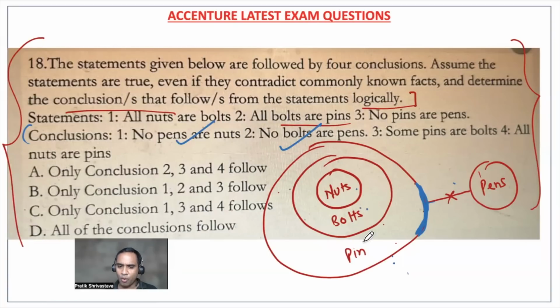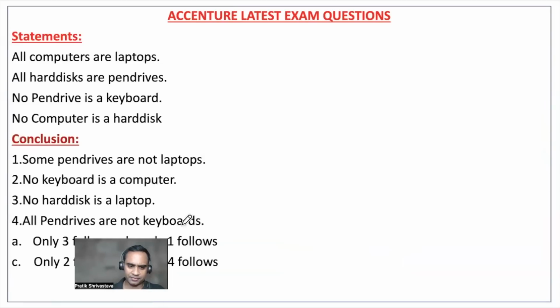So when you are telling all bolts are pins, then you can easily say some pins are bolts, some bolts are pins. All nuts are pins. So all the nuts are inside the pins, right? That is also correct. So option D, all of the conclusions follow, will become the answer for question number 18.